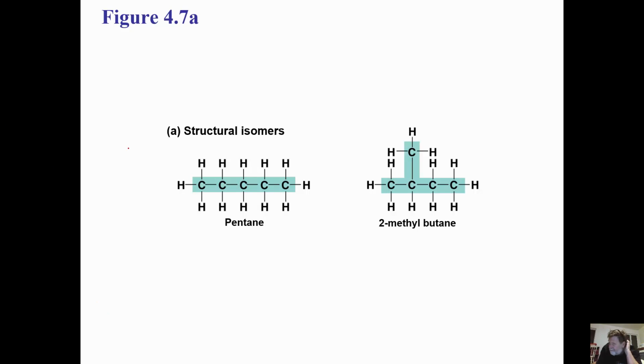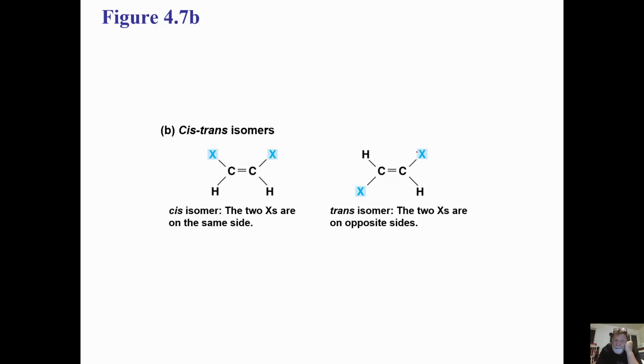The next thing that we need to look at is structural shape. Structural isomers are molecules that have the same molecular formula, 1, 2, 3, 4, 5 carbons and 12 hydrogens. If we give them this shape, this is pentane and this is 2-methylbutane. These have the same molecular formula, but they have a different shape, and therefore they have different properties.